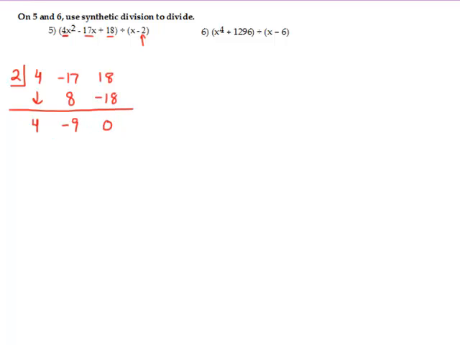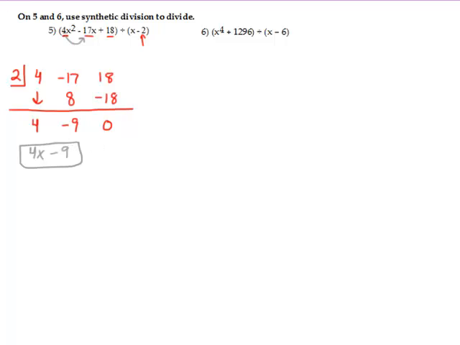So to write our answer, we have to look 1 to the right. We started with an x squared, which means our answer is going to start with an x. So this is 4x minus 9 plus, there's a 0 for the remainder, so we don't write it. It's just 4x minus 9.